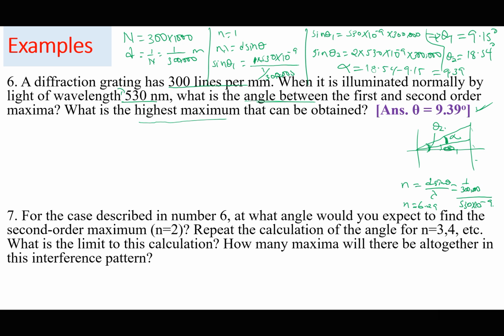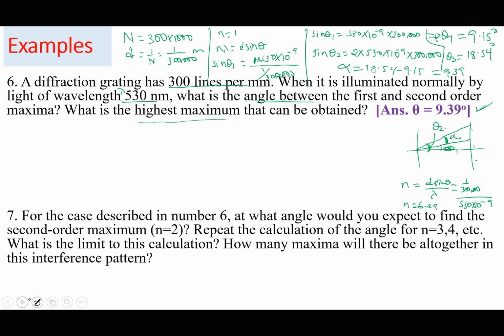If they wanted the total number of orders, then it should be 6 plus 6 plus 1, because remember, we said there is a central order where n is 0, which is also a maximum. Then there are going to be 6 on one side and 6 on the other side, giving us a total of 13.